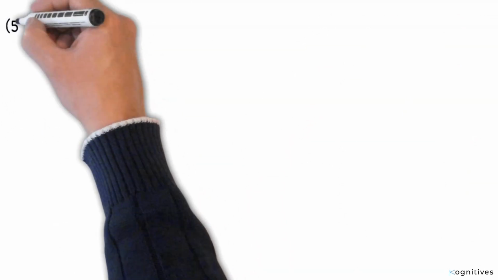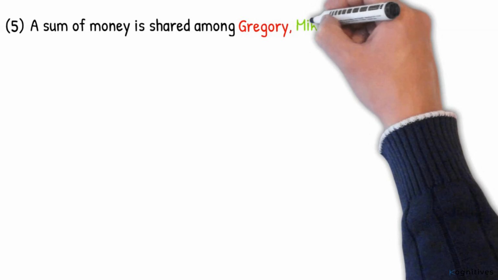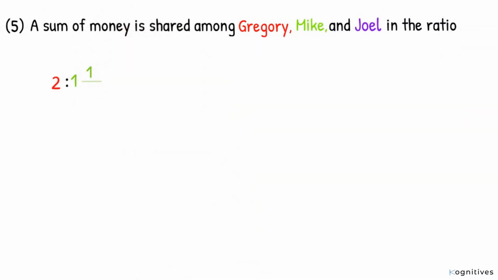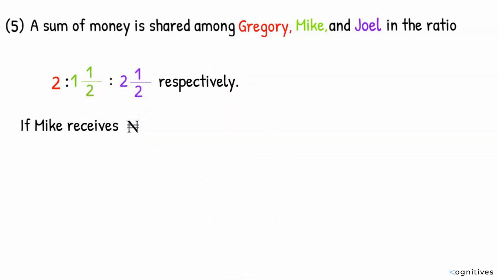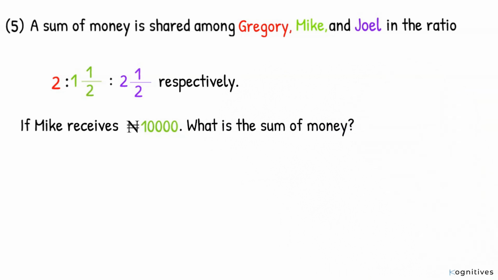The next question says, a sum of money is shared among Gregory, Mike, and Joel in the ratio 2:1 1/2:2 1/2, respectively. If Mike receives 10,000 naira, what is the sum of the money?